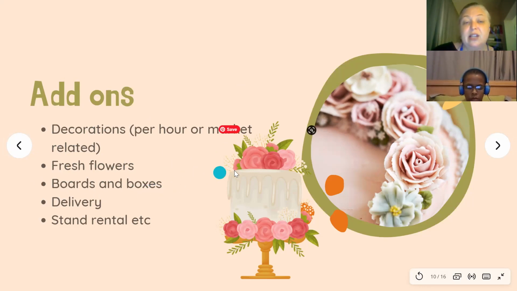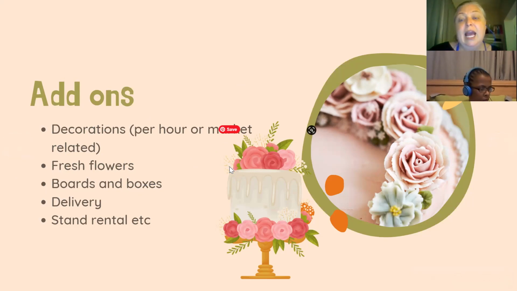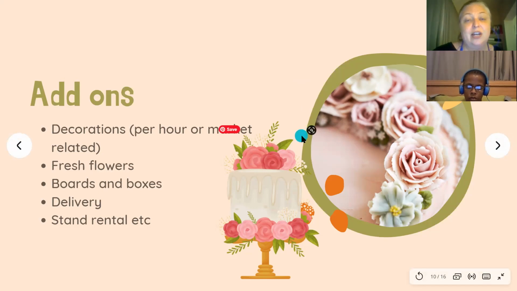Boards and boxes. So every cake you make will have a board and be in a box, basically. And for those, I would include that as a separate cost. I don't tell the customer about it, but when I'm working out my costing, I add it on.